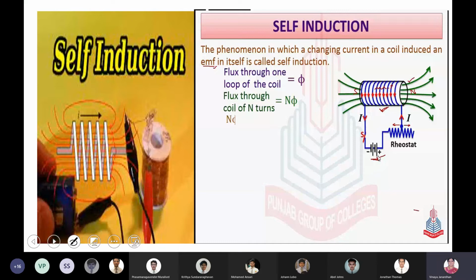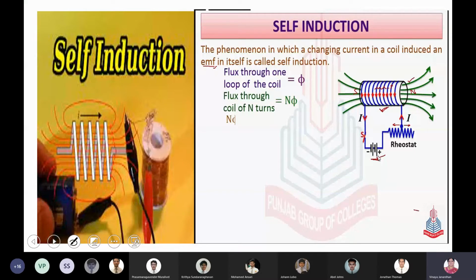Now you should know what you mean by it. I think mutual induction you have learned in grade 10. Now what is self-induction? Now look at this. You have a coil or a solenoid connected to a power supply, right? It's a direct power supply. Now what happens? Let us see.